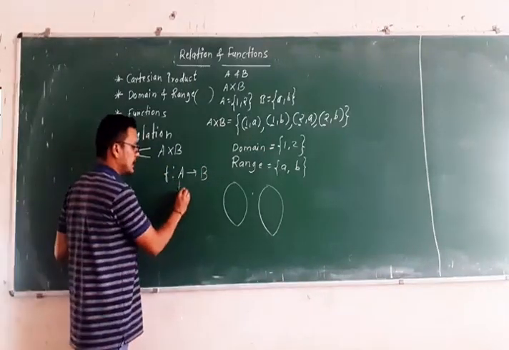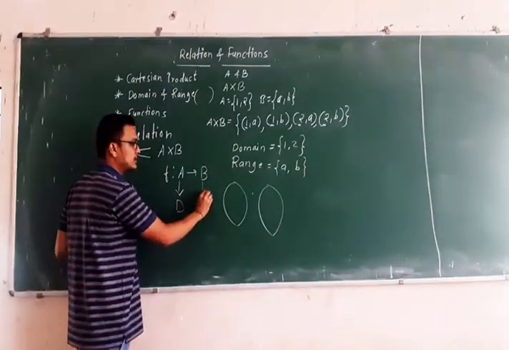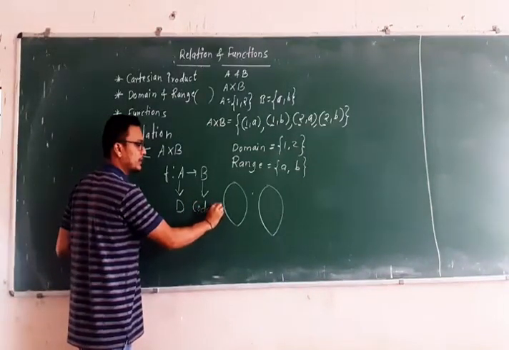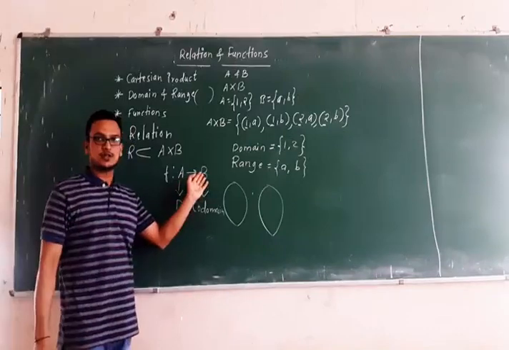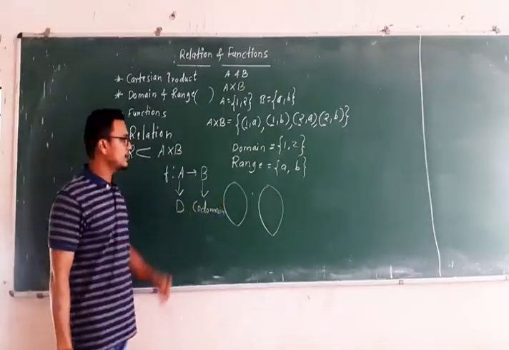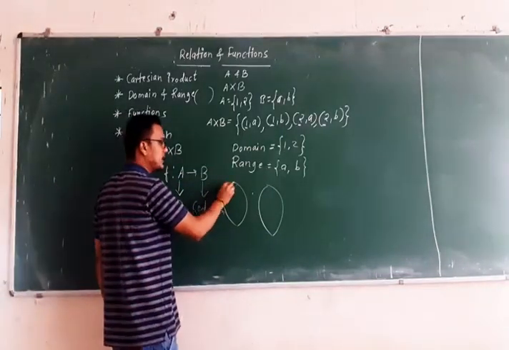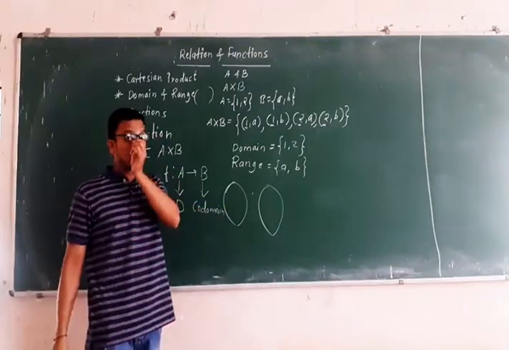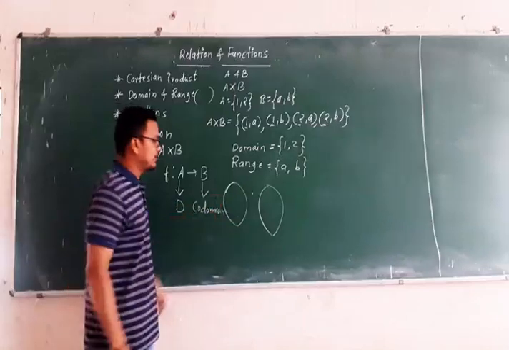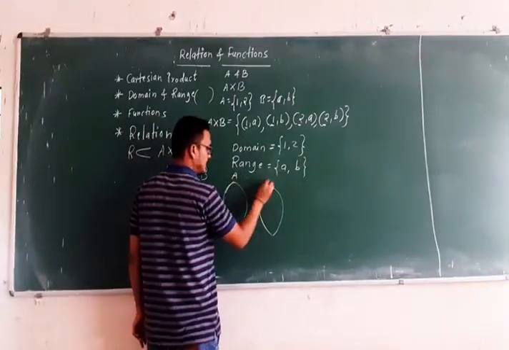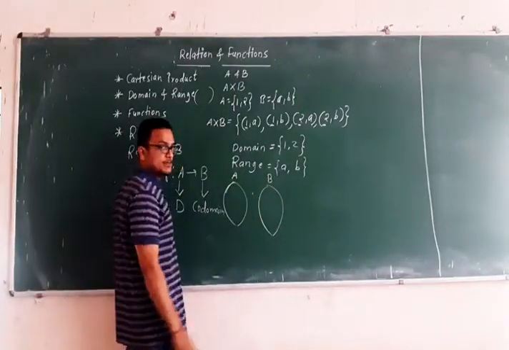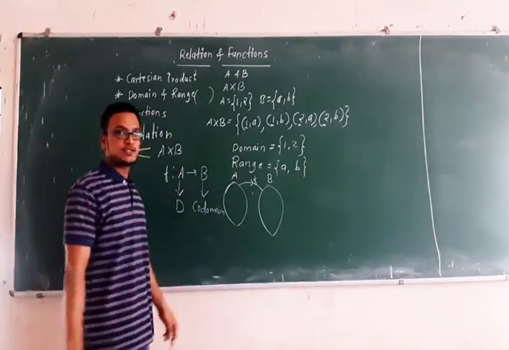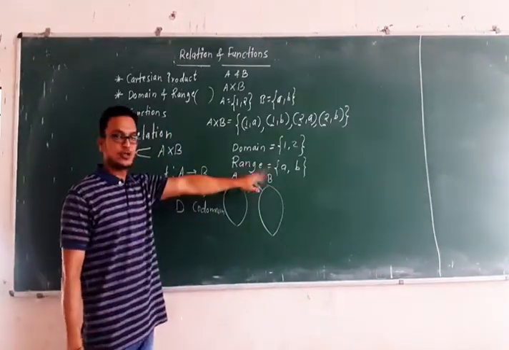In this, A is the domain, B is the codomain. B is the codomain, also called the range. Now see, I will define the same function definition with the help of an arrow diagram. So this is your set A. This is set B, and its mapping is F. It means function F is from A to B.